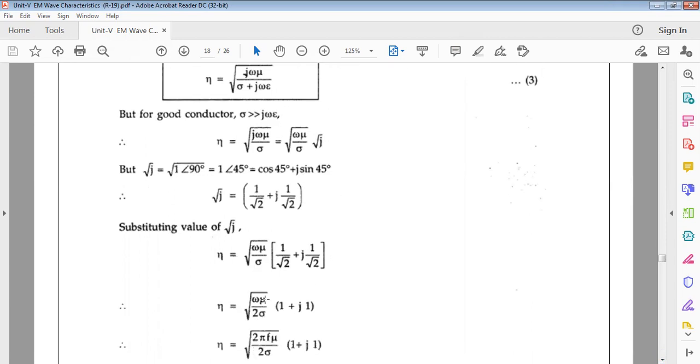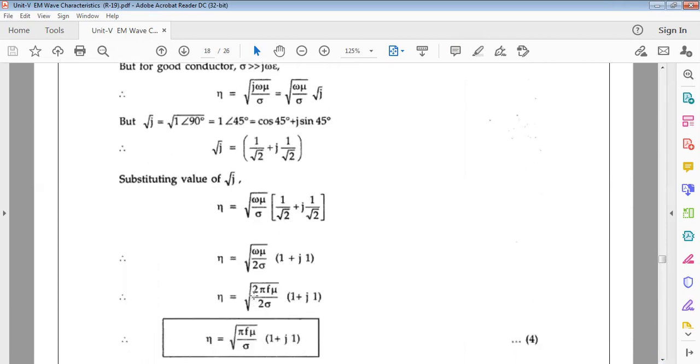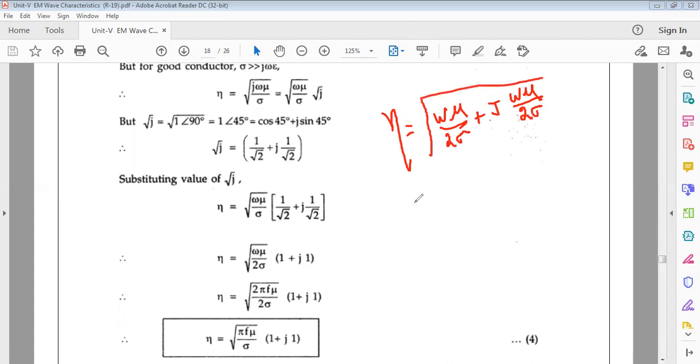Write this here: omega mu. We got the intrinsic impedance is equal to the square root of omega mu by 2 sigma plus j into omega mu by 2 sigma. His total is under root. Okay, my dear friends, that is equal.